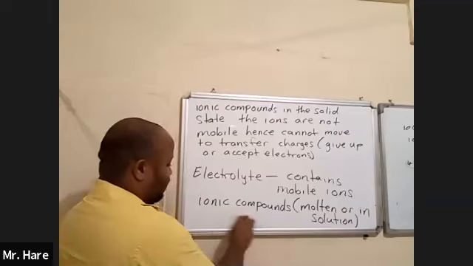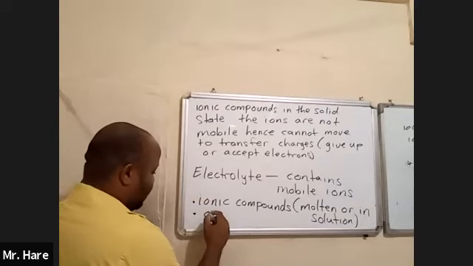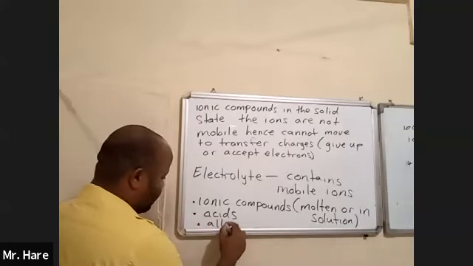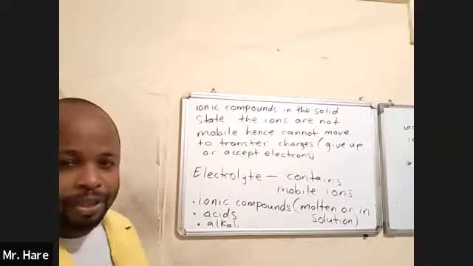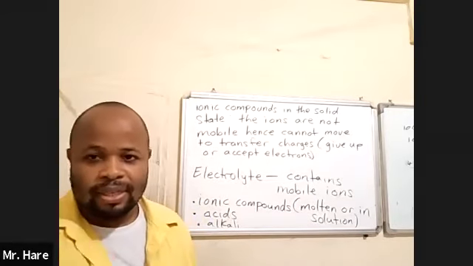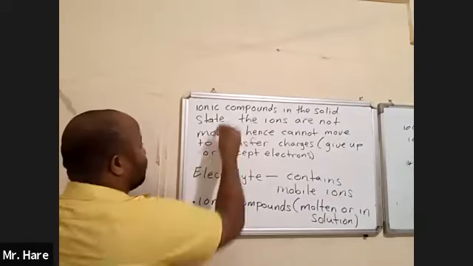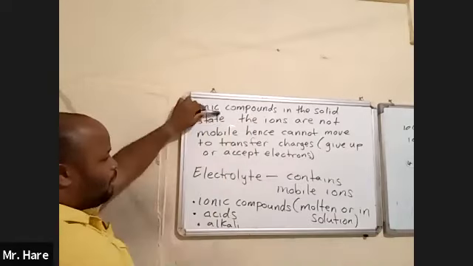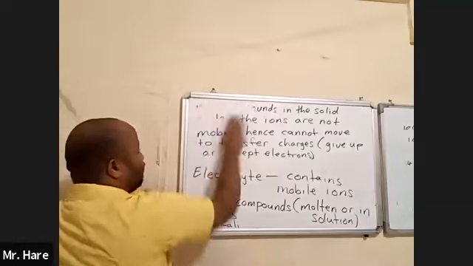Acids. So your ionic compounds, acids and alkalis, those are electrolytes as well. Because we know that acids will donate a proton, right? So let me just show you why. Is everybody with me on this already? Yes.